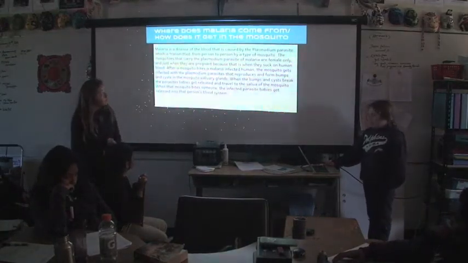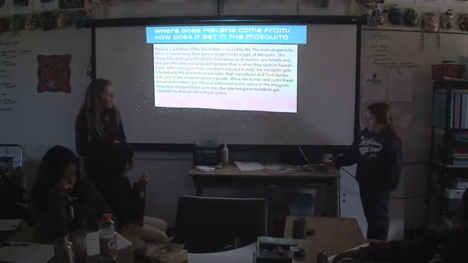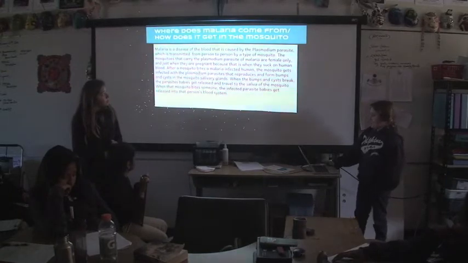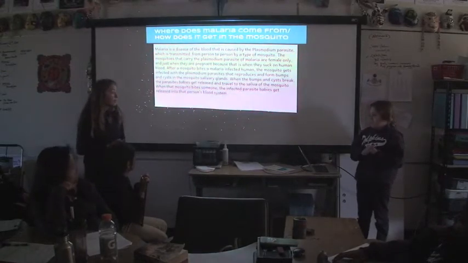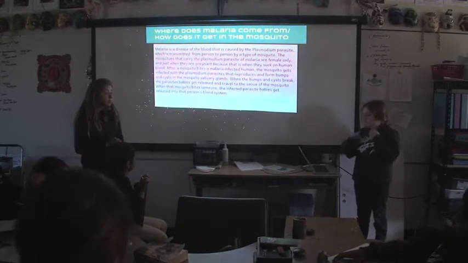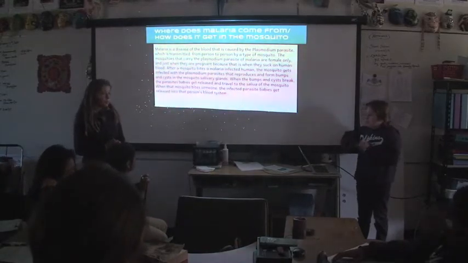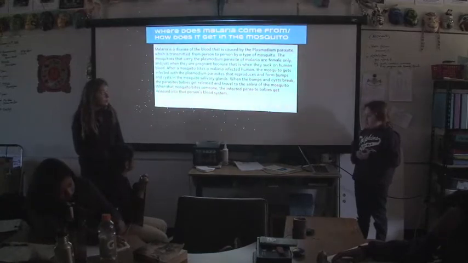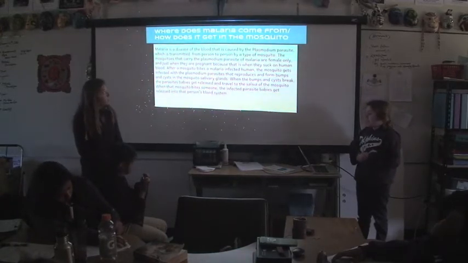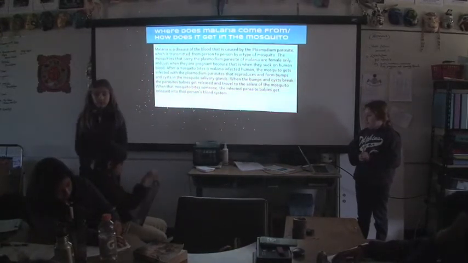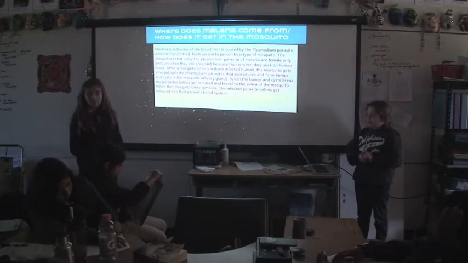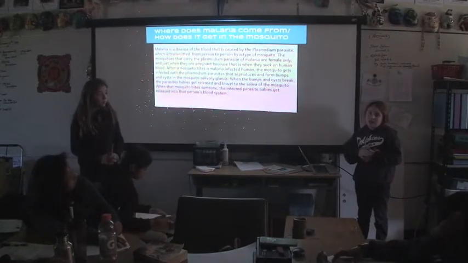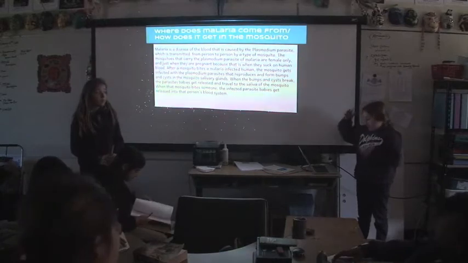Where does malaria come from, or how does it get into the mosquito? Malaria is a disease of the blood that is caused by the Plasmodium parasite, which is transmitted from person to person by a type of mosquito. The mosquitoes that carry the Plasmodium parasite of malaria are female only, and just when they are pregnant, because that is when they suck on human blood.